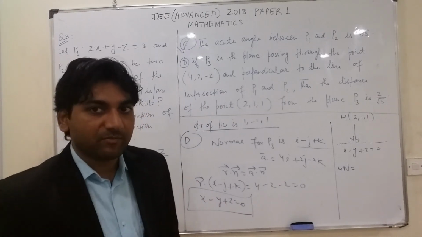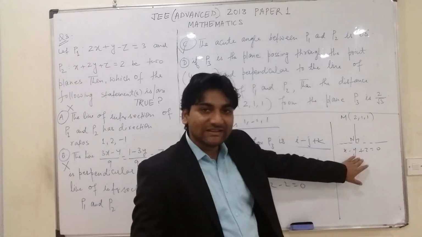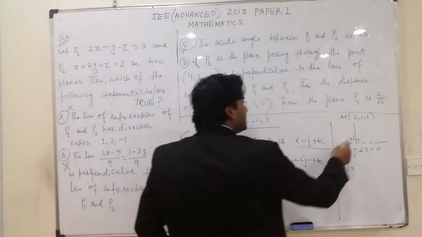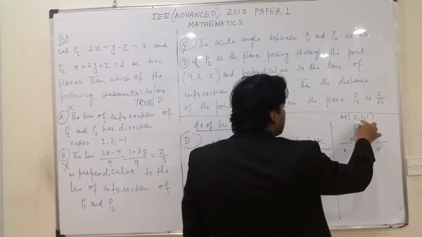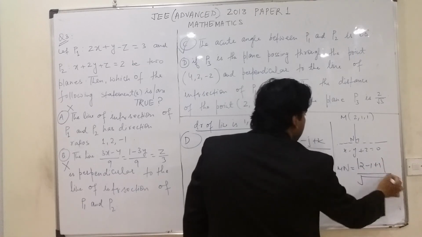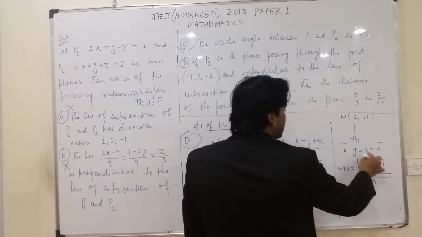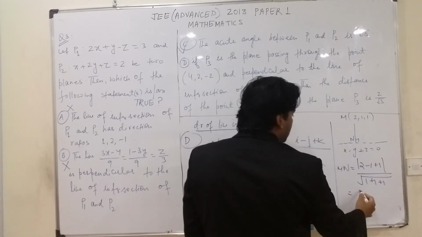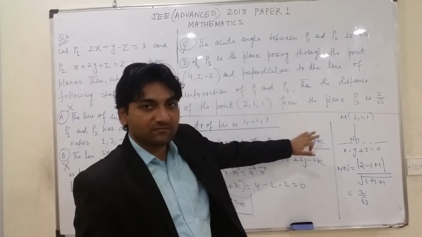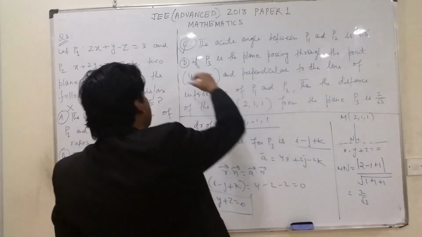So how can we find the perpendicular distance? We will just apply the perpendicular distance formula. We will substitute this point in this plane and divide by the root of a square plus b square plus c square. So this 2 will come over here. So this is 2, then again minus 1, then plus 1, mod, over root of x coefficient squared, that is 1, y coefficient squared, that is minus 1 whole square, that is plus 1, then again plus 1. So we got 2 over root 3. So the perpendicular distance of this point to the plane P3 is 2 over root 3. It means option D is also right.